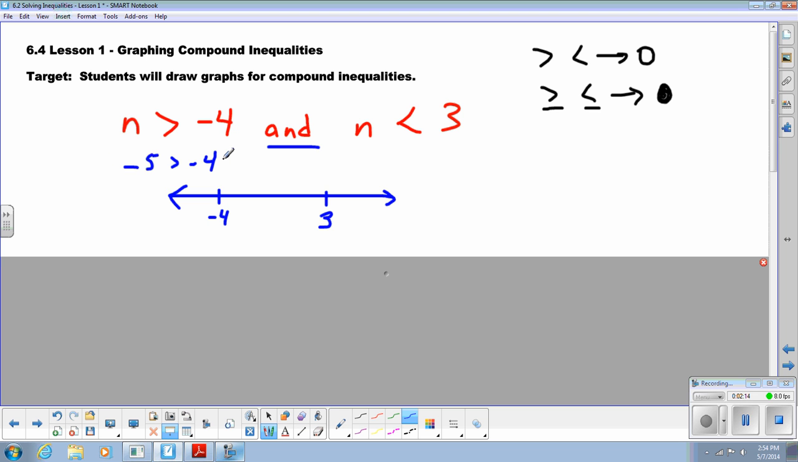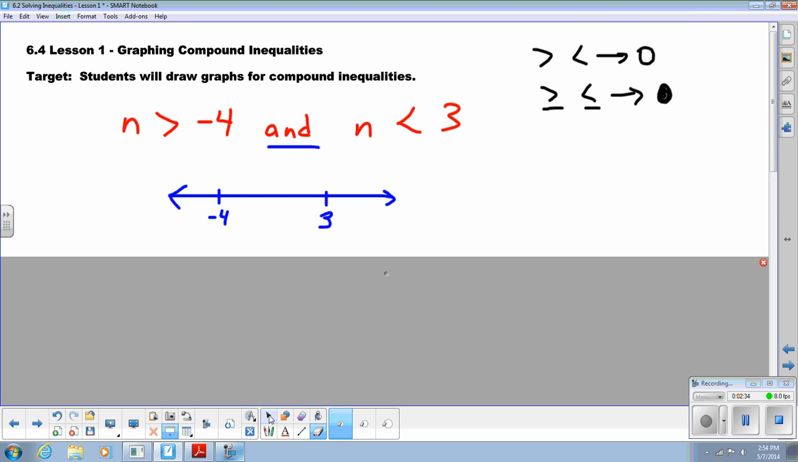If I say no one time and I have the word and here, that means I will not shade here. I won't shade over to the left here. -5 is not greater than -4. And says it has to work in both. If I say no once, no shading allowed. So I'm going to erase this because I don't need it.